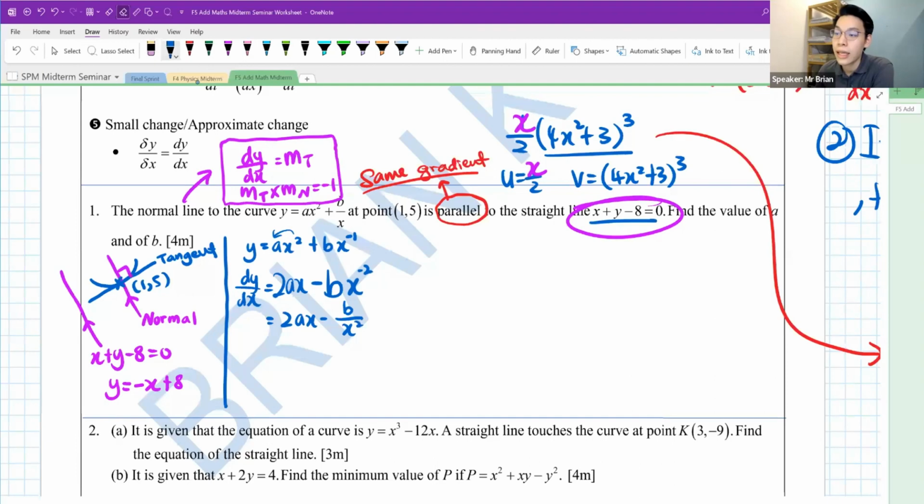Okay, and then because they gave me this point, I'm going to find out what the gradient is, because I know it's the same gradient and all that stuff. So let me try to sub in x equals to 1. When I sub in x equals to 1, I will get the gradient at that point. You can write dy/dx, or you can write mt straight away. Remember, when you sub anything into dy/dx, you are looking for the mt. It's never the mn.